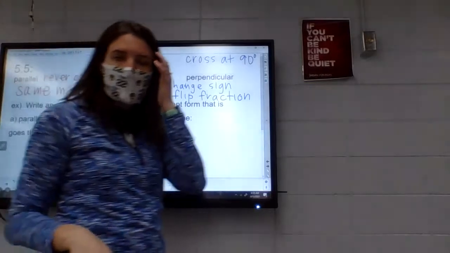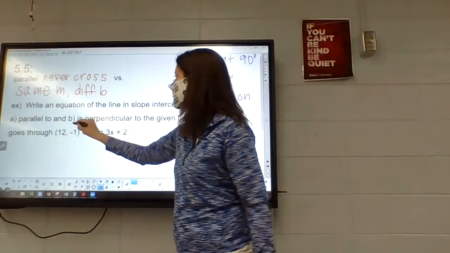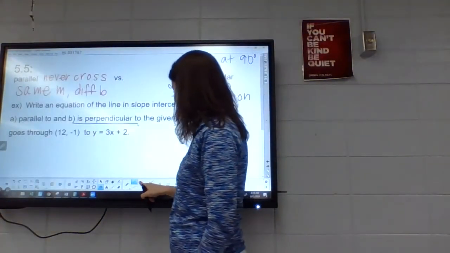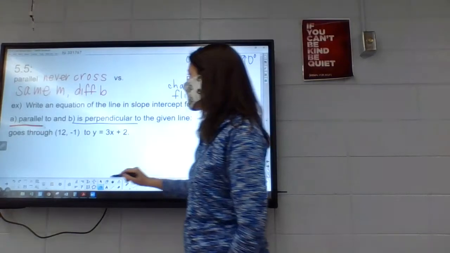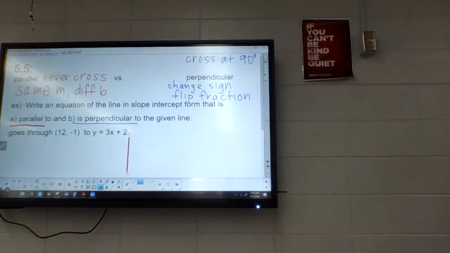So this problem here is asking us to do the 2 different things. So if you notice, there's a part A and B to it. It asks us to do perpendicular in part B, and then A is parallel. So we're going to kind of break this into 2 problems as we go through this, just to practice both of them.